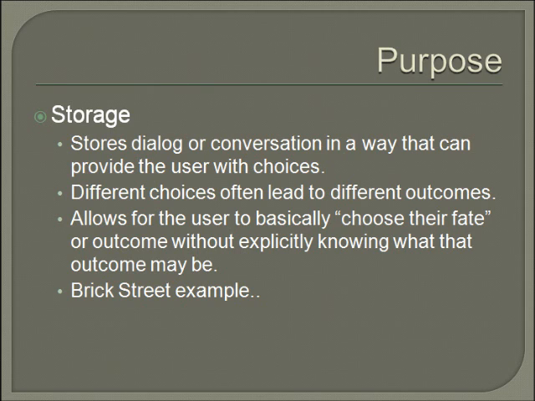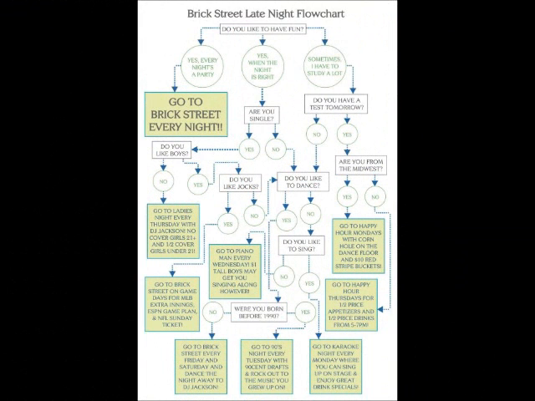A good example of how these dialog trees look and function is one that was made at Brick Street here in Oxford. In this example, the choices are related to different options and events that Brick Street offers. It starts off with, "Do you like to have fun?" and then splits off into several different possible responses and questions that can lead to different outcomes. This is also a good example of a tree that has an outcome that the user is unaware of until they reach that point, and is used in a way to advertise Brick Street.